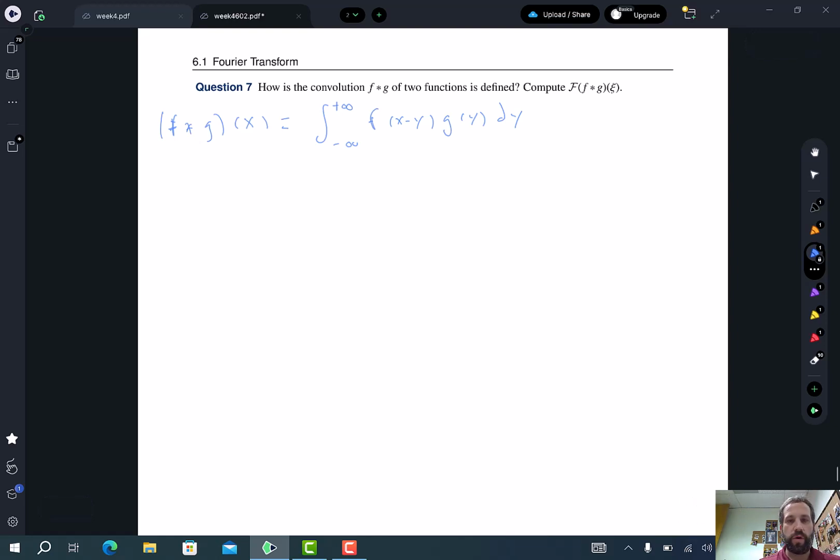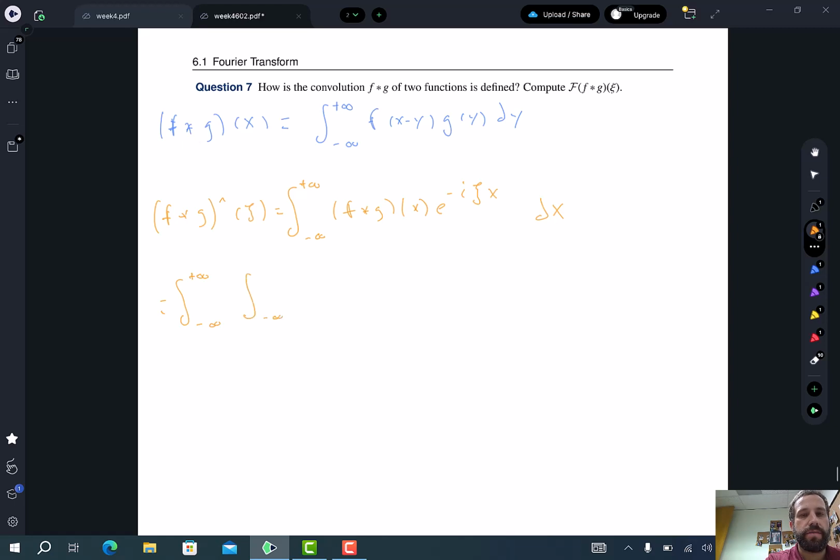So what's happening here, if I want to take the Fourier transform, I'm just going to look at the definition of what the Fourier transform is. That's a good piece of advice for a lot of these problems. I want to compute the Fourier transform. On the outside it's going to be the integral from minus infinity to positive infinity of the convolution of these two functions, and then e to the minus i c x dx. Now I want to replace my convolution with the definition.